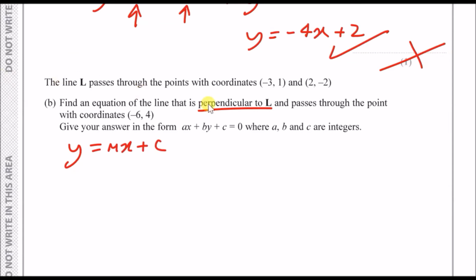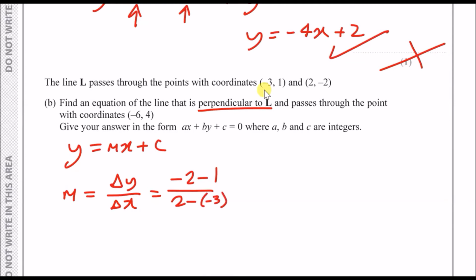Now the first thing you want to find out is the gradient. Every time we get 2 points, we can easily calculate the gradient. Well, the gradient in this case of the line L is going to be the change in y over the change in x coordinates. So all you do is look at your y coordinates. We got -2 and 1, subtract them, so -2 take away 1. And again, subtract the x, it will be 2 take away -3, so 2 minus bracket -3. And then when you put this in a calculator, you should get -3/5. Now, this is the gradient of the line L.